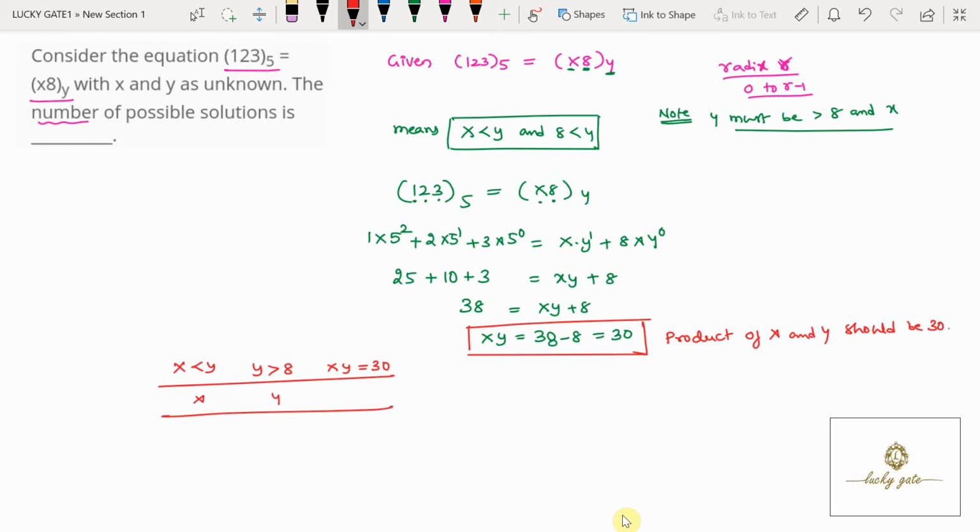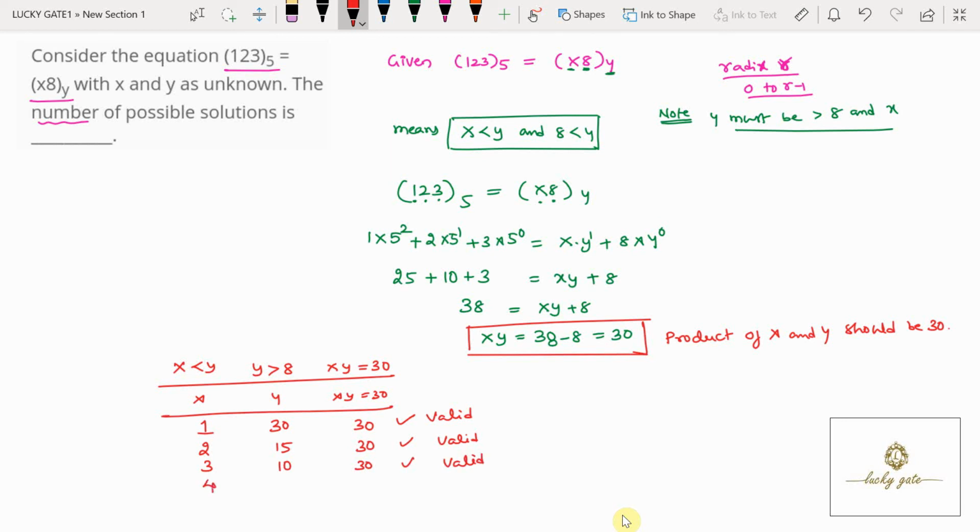Now we'll check the possibilities of x and y. If x is 1, what should be the possibility of y? It should be 30, because 1 into 30 equals 30. This is a valid solution. If I take x as 2, y should be 15, so that 2 into 15 is 30. This is a valid solution. And if x is 3, y should be 10, because 3 into 10 is 30. This is also a valid solution.